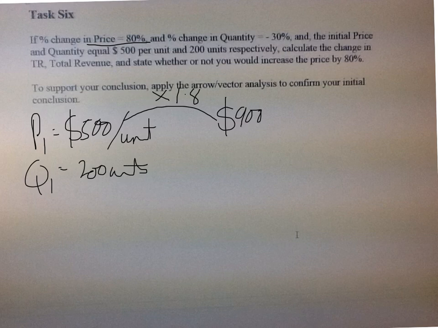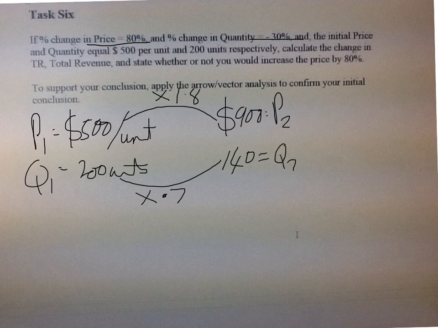What about the quantity? Can we see? Yes, there's a percentage change, and it's a decrease of 30%. So what's our multiplication factor going to be? Yep, you've got it. It's going to be times 0.7. And when we do that, that's going to be 140 units. So that's now P2, and that is now Q2.